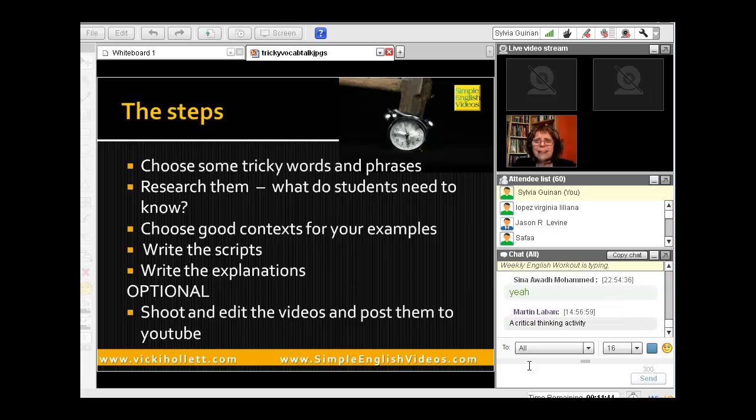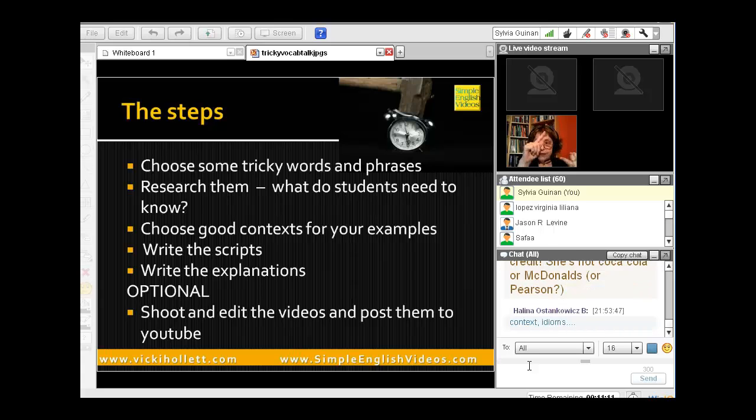You've got to keep it short. It's going to be a short video, so you've got to keep your teaching point very short. Remember, you can't bombard the students too much. So very important. Choose words and phrases that you can teach in a very short video. Next thing, research them. What is it your students need to know? I find the Longman Learner's Dictionary very good, the Oxford Learner's Dictionary very good.